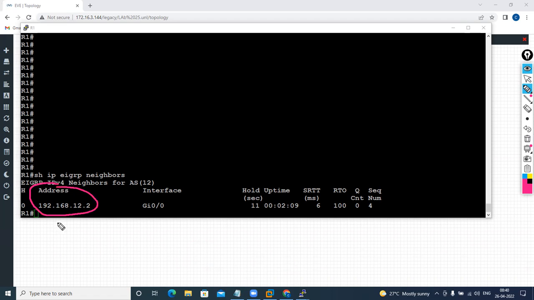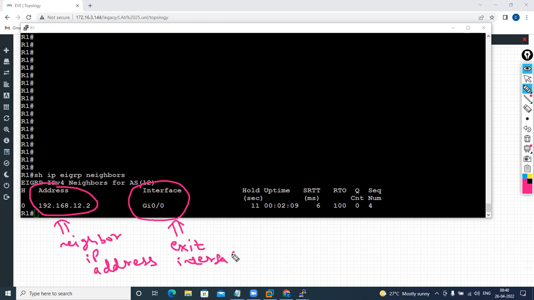This is the neighbor IP address. This is the exit interface. Now, this is the hold time. By default, hold time is 15 seconds. So what do you mean by hold time? Why do you require hold time?